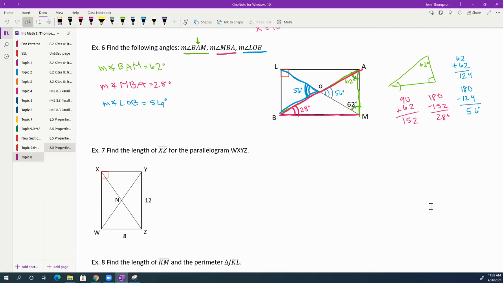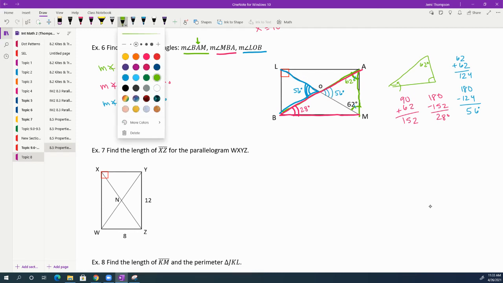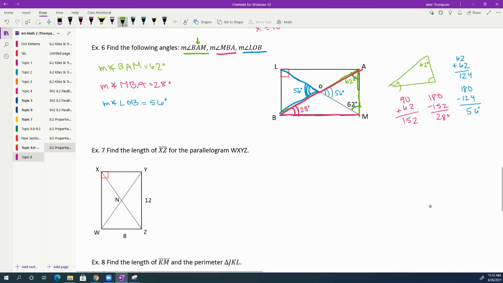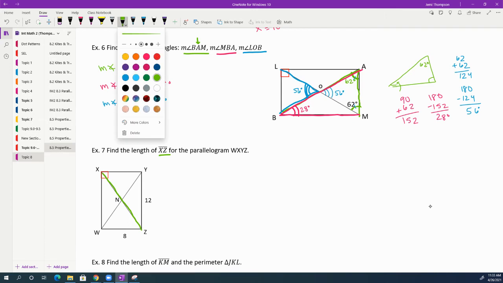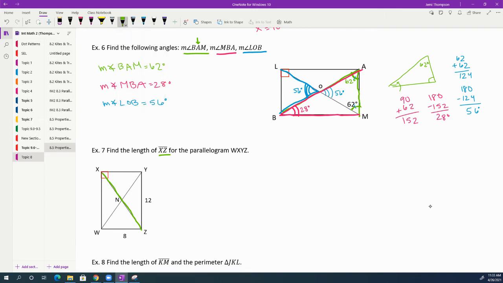Okay, example 7. Find the length of XZ for the parallelogram WXYZ. So XZ is going to be this entire length. So I'm looking for this diagonal. And this picture gives me absolutely no information about diagonals. All right, there's no lengths on here. There's nothing, I don't have anything.